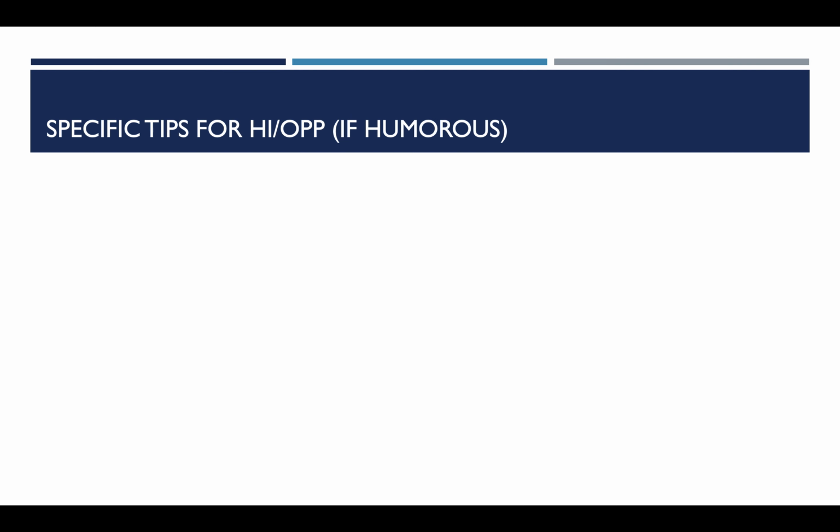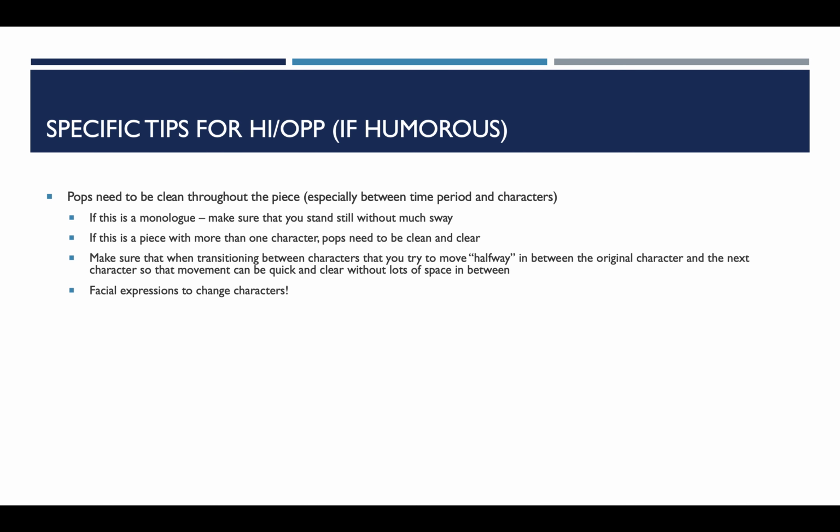The next two events that we're going to be talking about are HI, or humorous interpretation, and OPP, original prose and poetry, if you're writing it more from a humorous side of things. Couple things about pops here. Just like morphs for DI, the pops in your HI and OPP need to be very clean and very clear. If this is a monologue, same thing with the DI, make sure that you're standing still, standing tall.